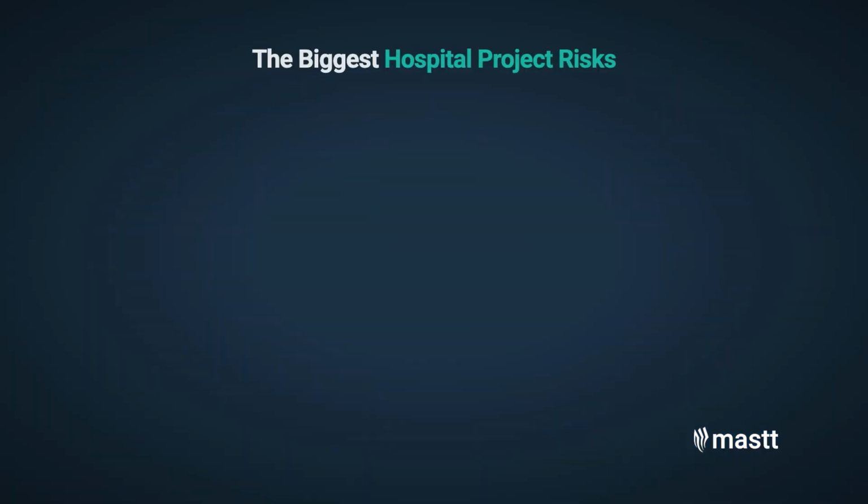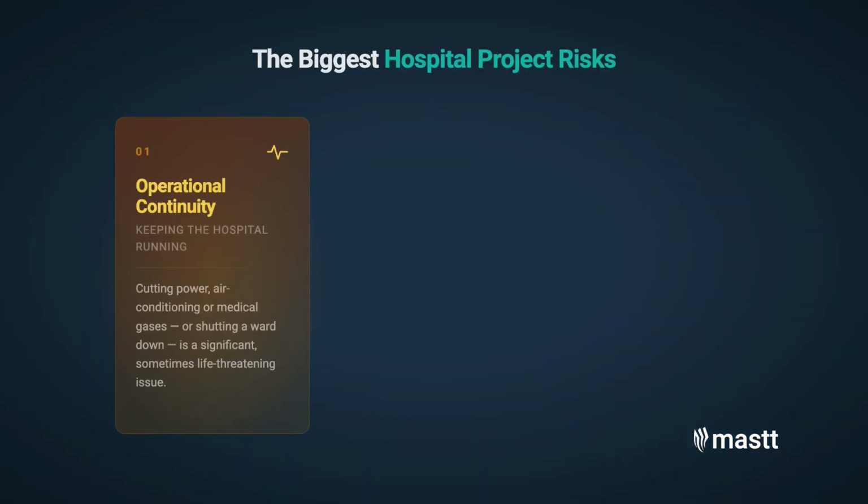And so what would be an example of maybe the top 5 common risks on a hospital redevelopment, or maybe even a live environment, live hospital redevelopment? Obviously keeping the hospital operational. So power, air conditioning, medical gases. Accidentally cutting or shutting down a hospital is a significant issue. I'd love to see the liquidated damages clause of the contractor who's signed on for that.